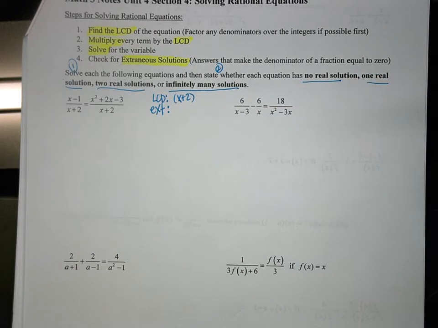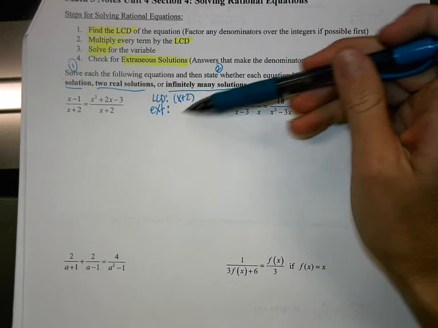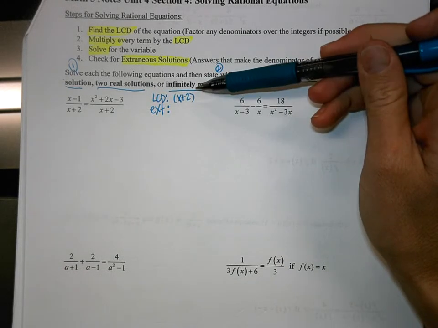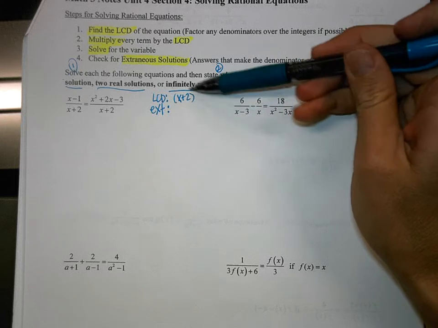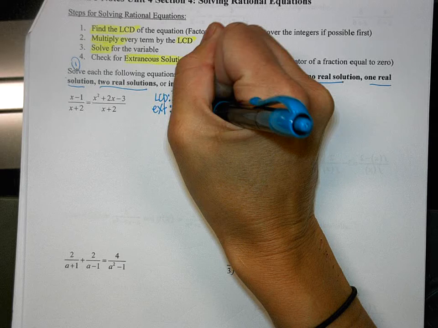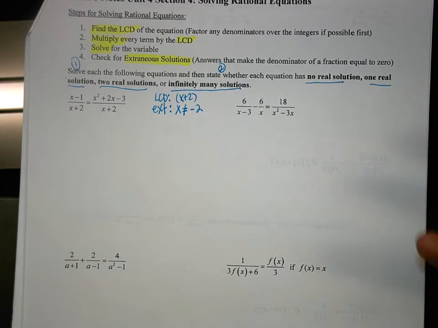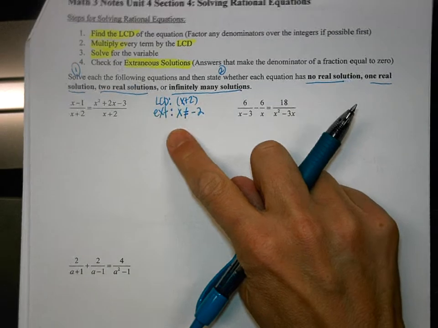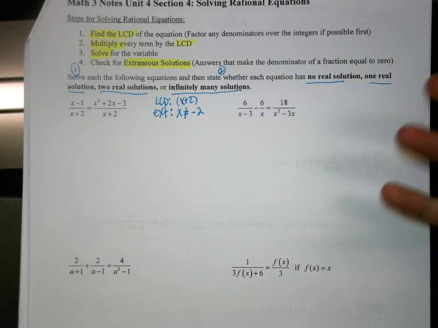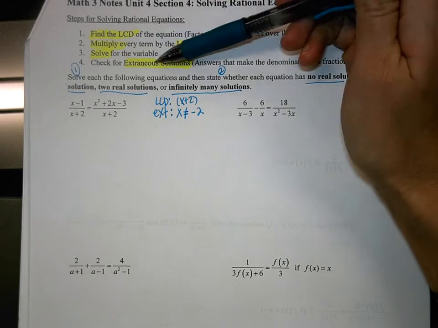What would make this denominator equal to 0? And you can even look at the LCD. What would make this equal 0? Negative 2, correct? We would set that equal to 0, and that would be a negative 2. So I'm going to write here, x cannot equal negative 2. If you just put negative 2 there, that's also fine. You're saying an extraneous solution is negative 2. I just like to write x cannot equal negative 2 because it reminds me of what an extraneous solution is. It can't equal that value. All right, so step 1 is done, as well as step 4.